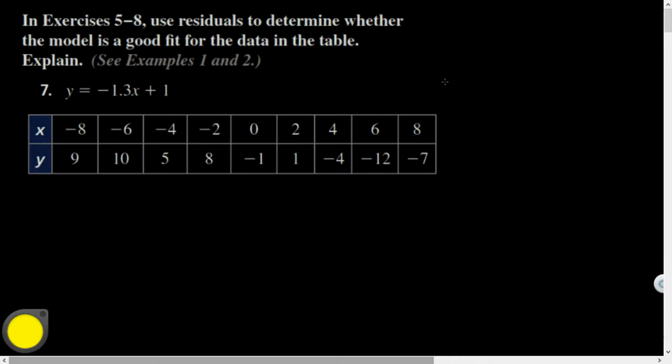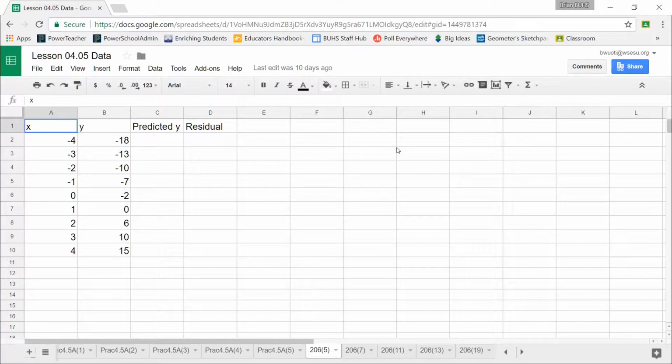So here it says, use residuals to determine whether the model is a good fit for the data in the table. So here they gave us an equation, and they gave us a table, and they basically want us to know, does it fit the data? How well does it fit the data? And I happen to have this data already set up in a little Google Sheet.